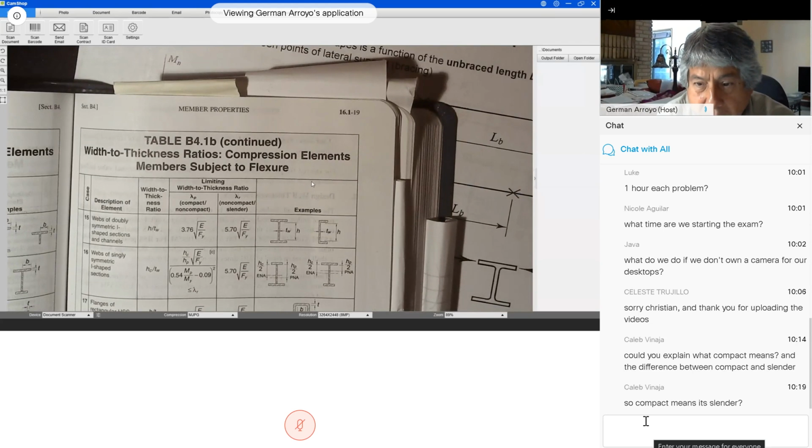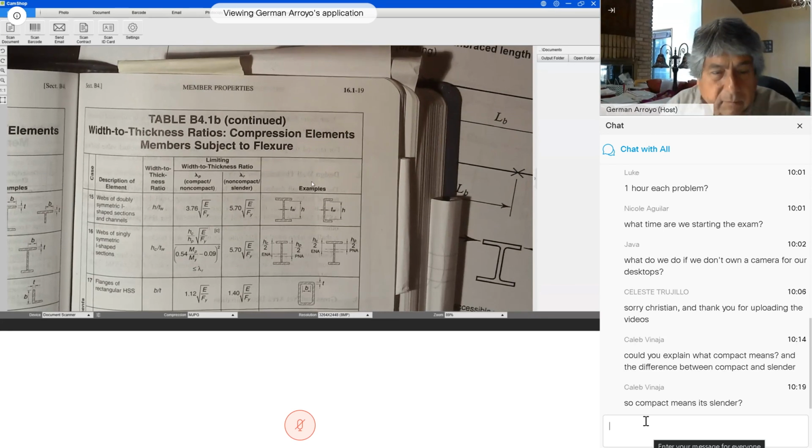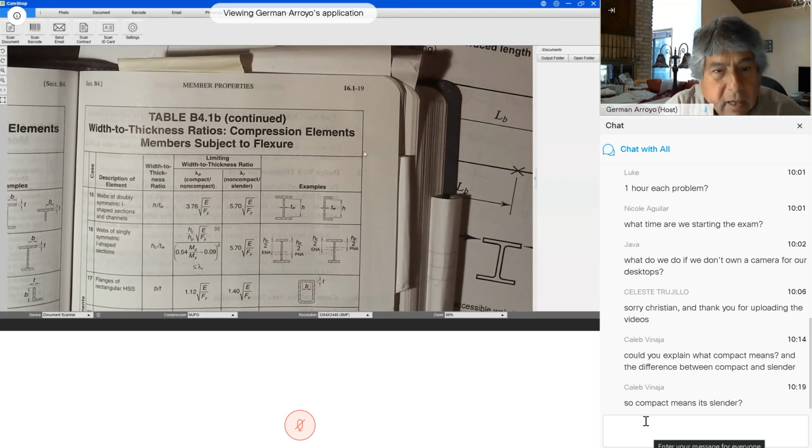No, compact doesn't mean that it's slender. Look in here. This is a table very similar to the table that we use for the column. However, in here it says the members are subject to flexure. So it's compression because it's a compression flange of the beam, but there's bending in there.